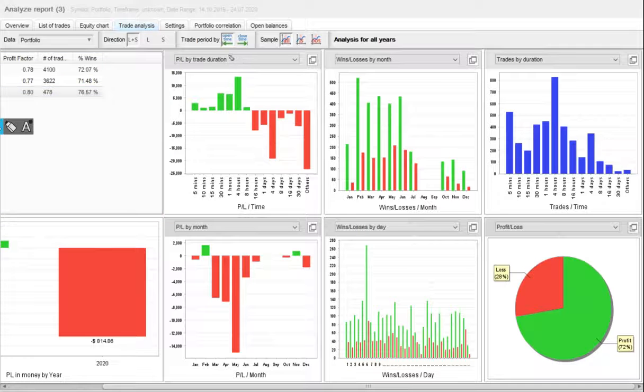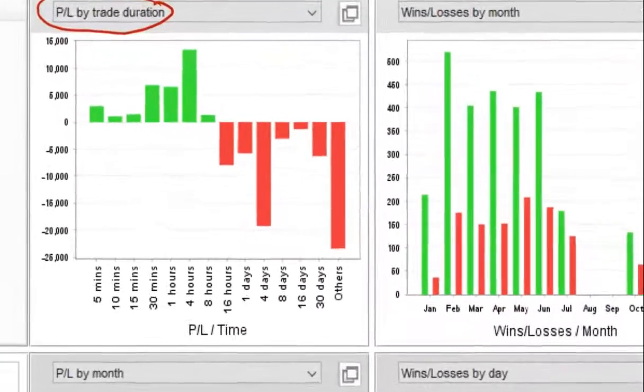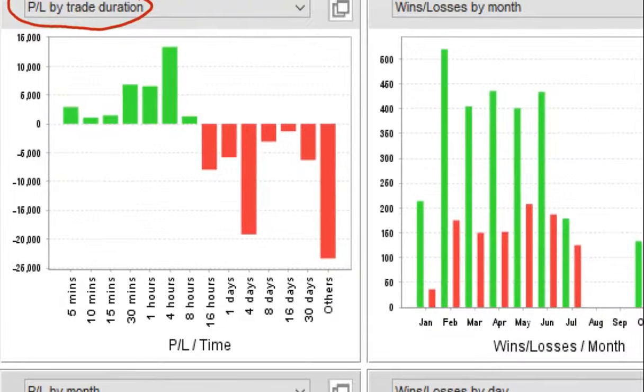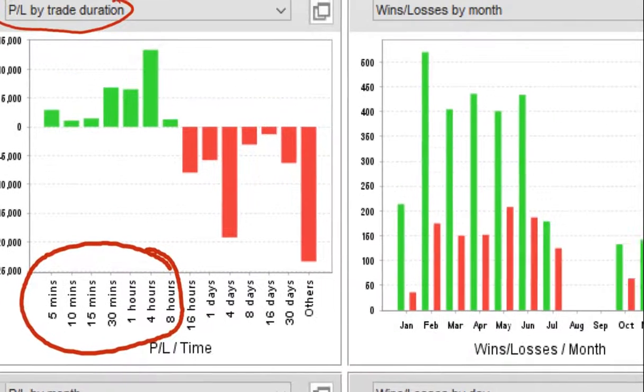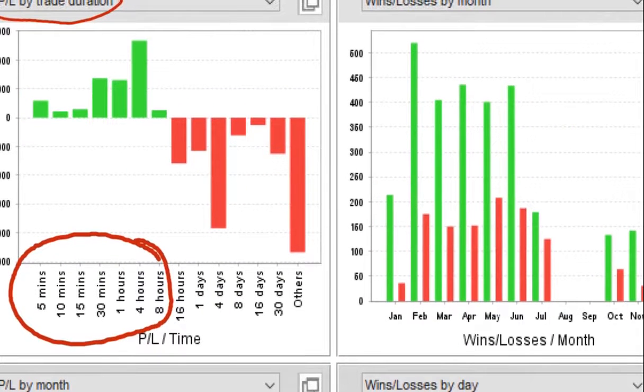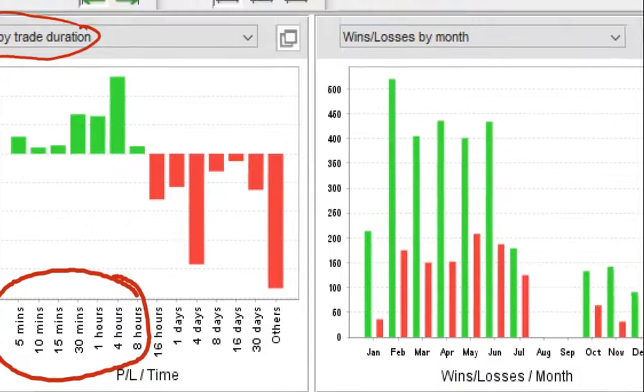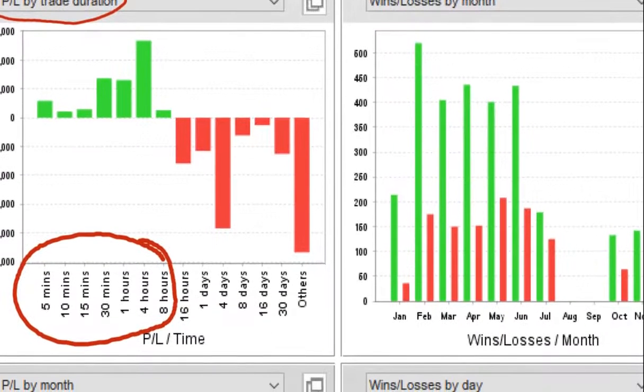We can see the profit and loss by trade duration. His maximum profit is in trades between 5 minutes and 8 hours, as his trades in that duration are mostly profitable. Above 16 hours, or 1 day, 4 days and 8 days, he is making losses only. We can see the red bars, and most of the green bars are between 5 minutes and 8 hours only. So he is a very good day trader.